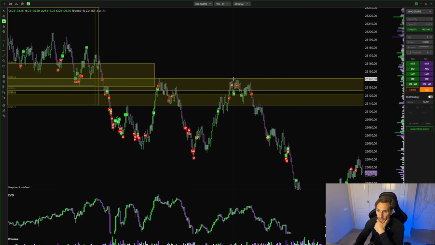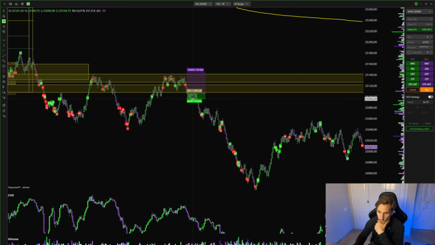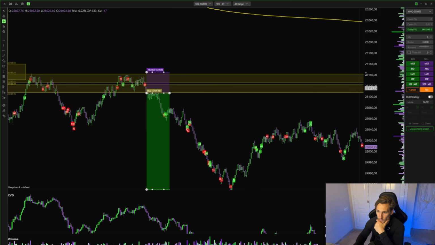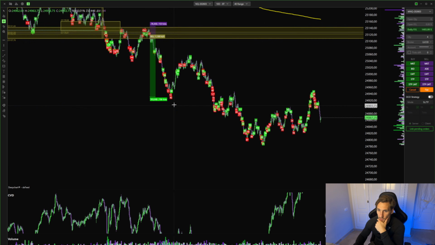And we have a leg up again. Sellers getting rewarded. Buyers getting put underwater. And this is all from that level, guys. All from the level from the volume profile. And there you go. Another nice trade. And from there, it also just kept on going down.